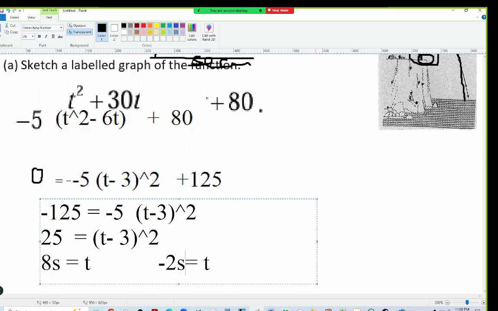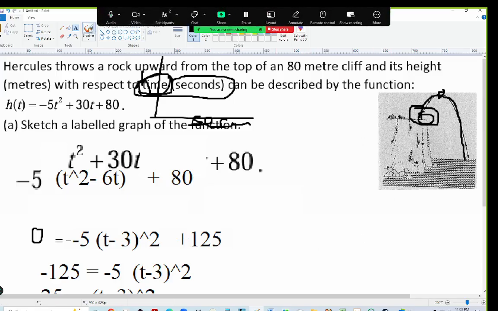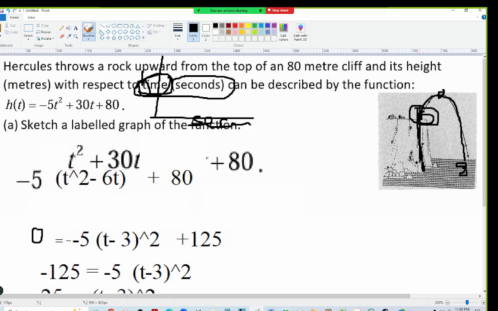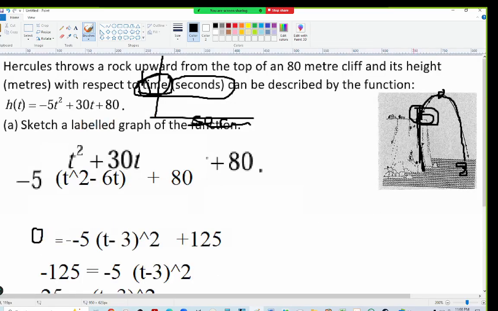-2. Looking at the drawing, the 8 makes sense, right? It hits the bottom at 8 seconds. Here's where he starts his question at 0 seconds. What does the -2 mean? Seconds. Is it like the height? No, the height's always 0 when it hits the water. -2 is the x value, which is time. The other x value. Why is that not relevant?